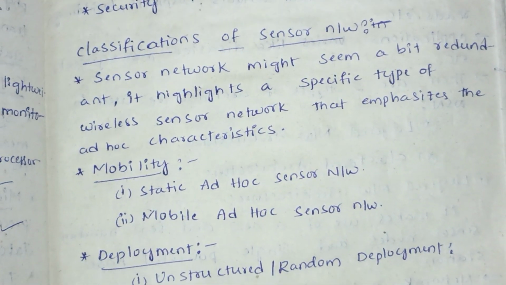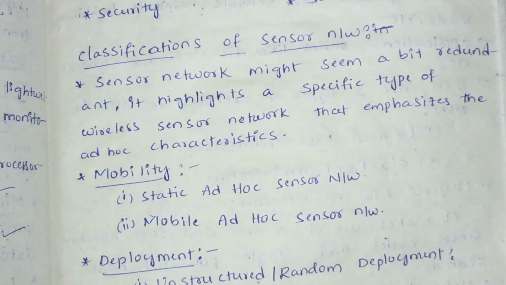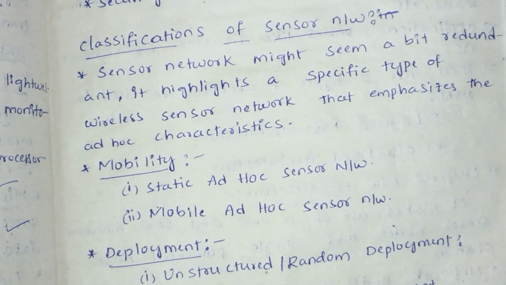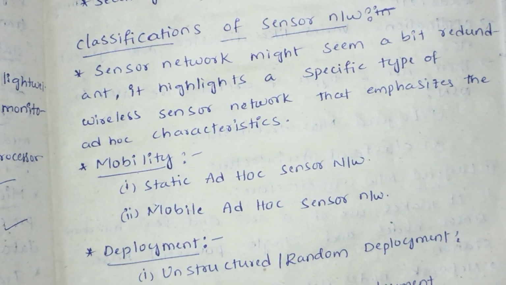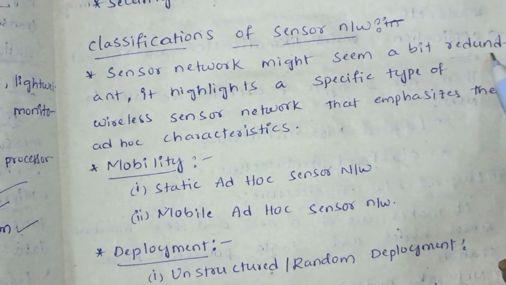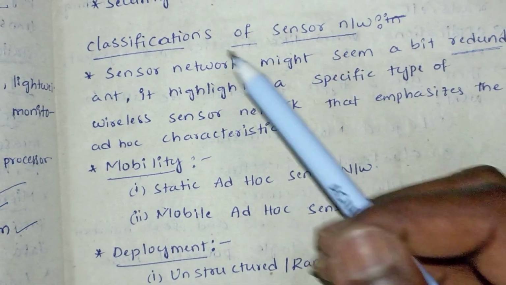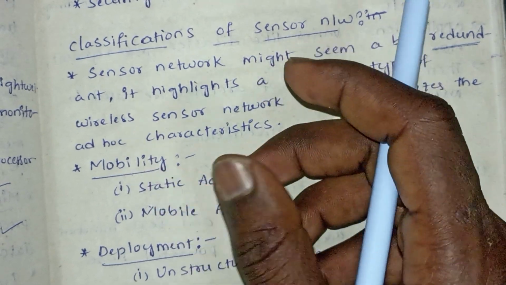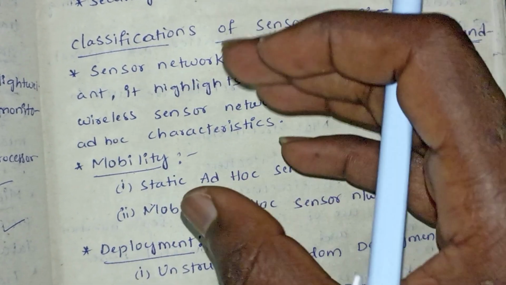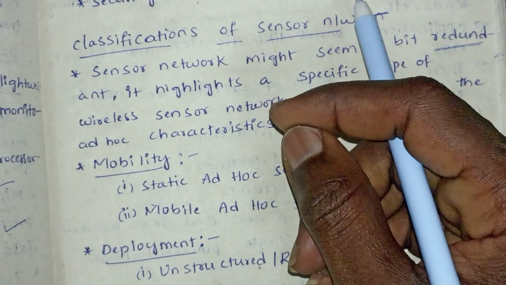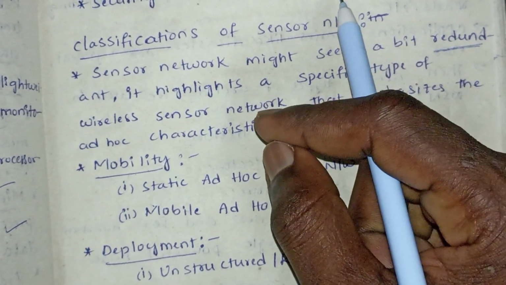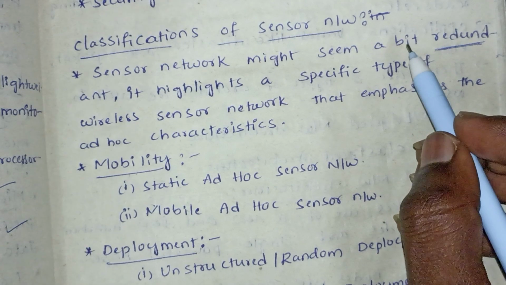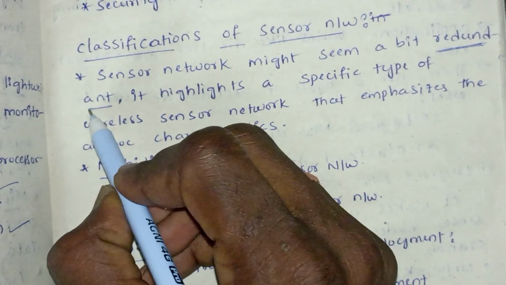Next, classification of sensor network. What are the classifications, and in which ways can the sensor network be classified? A sensor network might seem a bit redundant. Why? Because the sensor network has data coming repeatedly and frequently. The sensor gives data in each and every minute about what is going on, like the environment or anything, and that data is given to the base station redundantly, which is nothing but frequently.